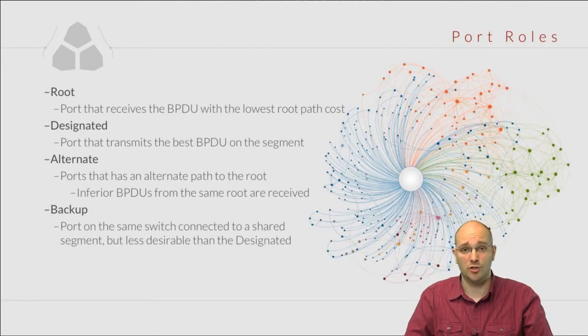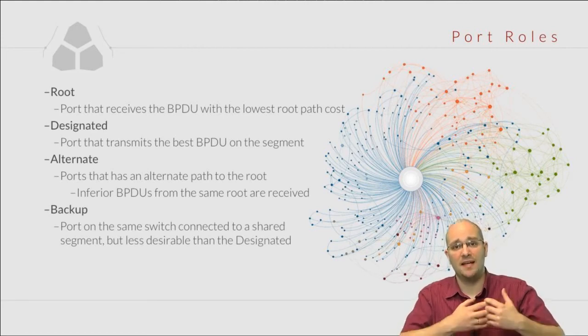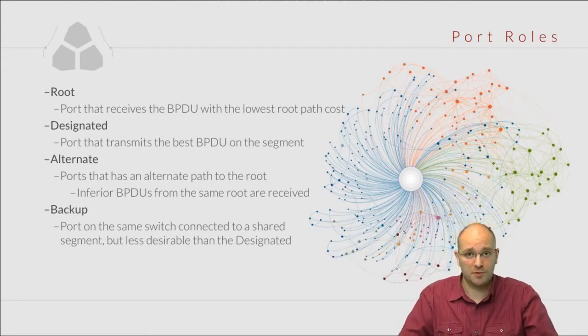It's the port on the switch that is closest to the root. The only switch in the whole network that will not have any root ports will be the root itself. All other switches will have one and one root port only. The designated port is the port that transmits the BPDU with the lowest root path cost on the segment. Think of it as the designated port will be the upstream port to the root port. These two roles exist in traditional spanning tree as well, and they are identical.